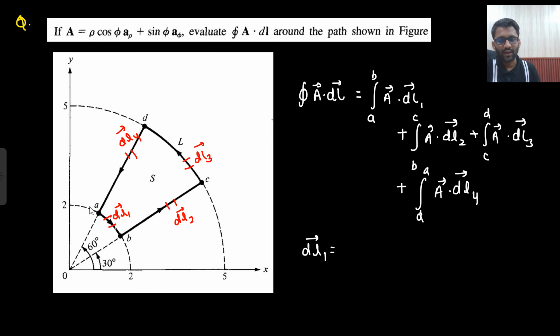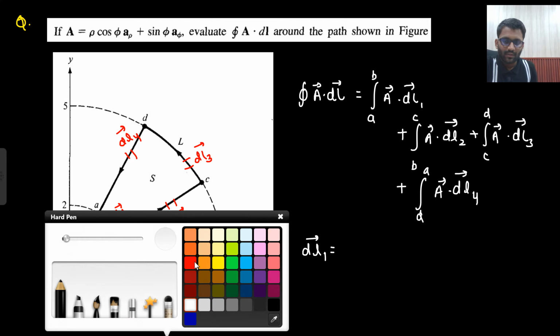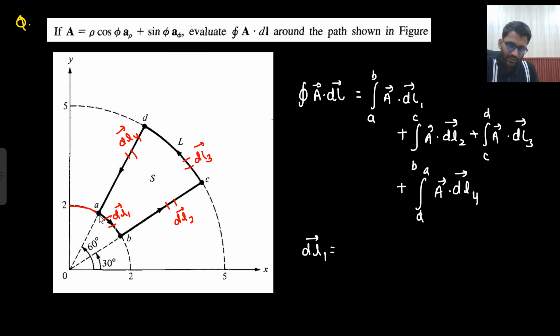Rho is constant. At point A, what is rho? 2 meter. This complete arc is 2 meter, no? At point A, rho is 2 meter. Here also it is 2 meter. Here it is 5 meter. And here it is 5 meter. So rho is constant. Z is not even there. All is happening on one plane only, on the xy plane only. So Z is not even there.